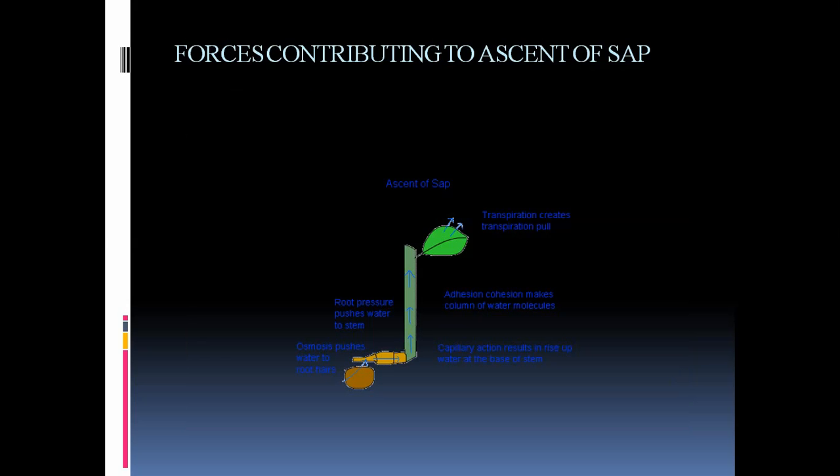Now we come to forces contributing to ascent of sap. There are many forces contributing to ascent of sap, like transpirational pull, then cohesion, adhesion, then capillarity, then root pressure. These forces all act together and help in ascent of sap. Now what is ascent of sap? Ascent of sap is the upward movement of water and dissolved minerals through xylem tissue. This simple thing is called ascent of sap.